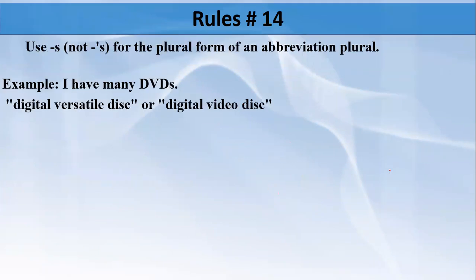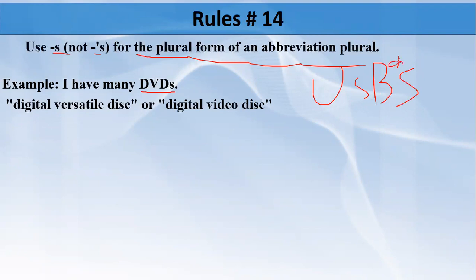Moving to rule number 14: use s and not apostrophe s for the plural form of an abbreviation. Like if I say, I got 3 DVDs from the shop. DVD stands for digital versatile disc or digital video disc. We have the CD and the DVD. Or USB, for example, I got 3 USBs. Do not use an apostrophe before the s to form the plural of the abbreviation. Simply write a small s at the end without adding an apostrophe. If we add this apostrophe, 3 DVD's or 3 USB's, then it would be wrong.